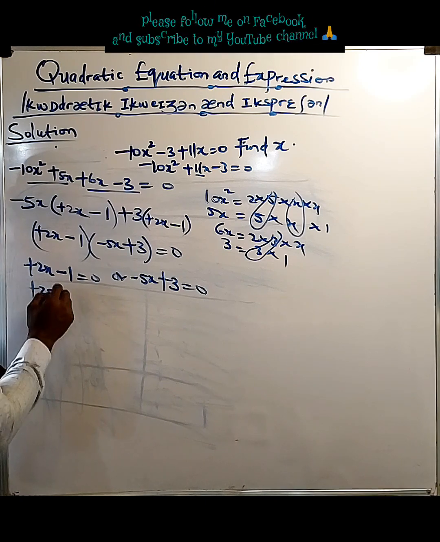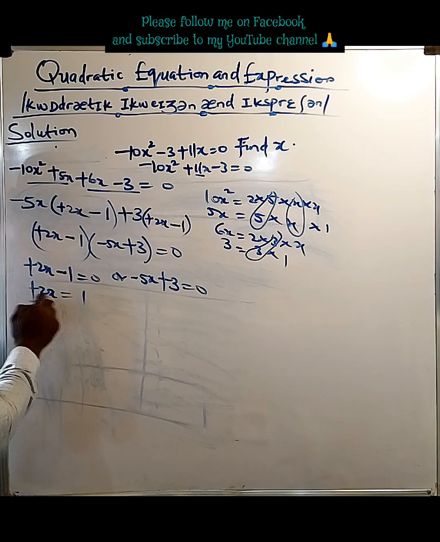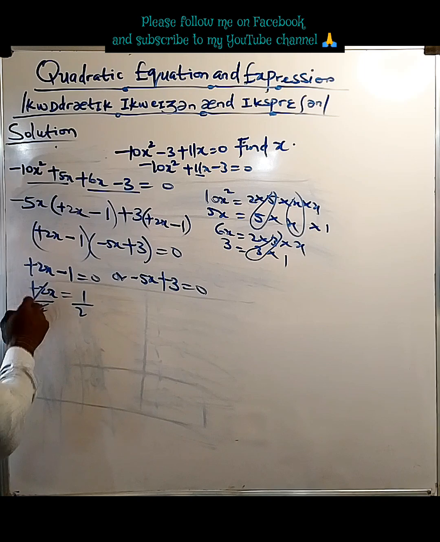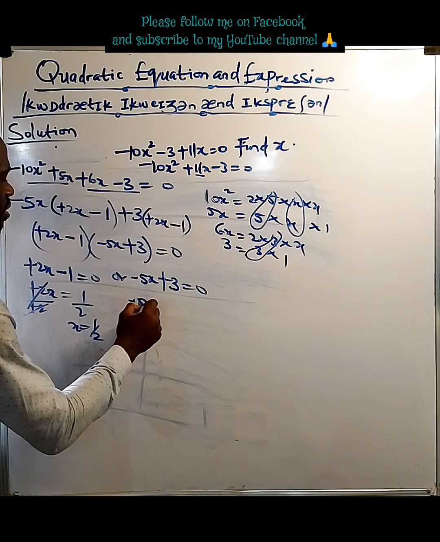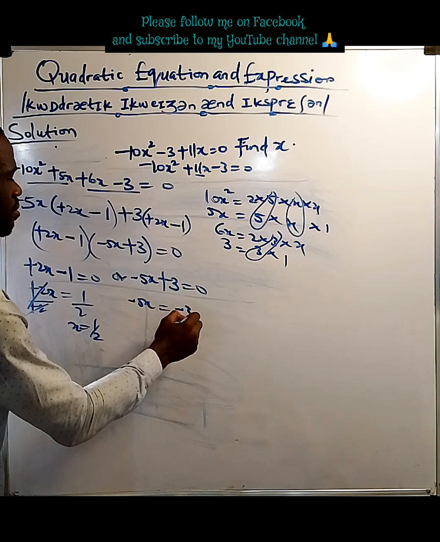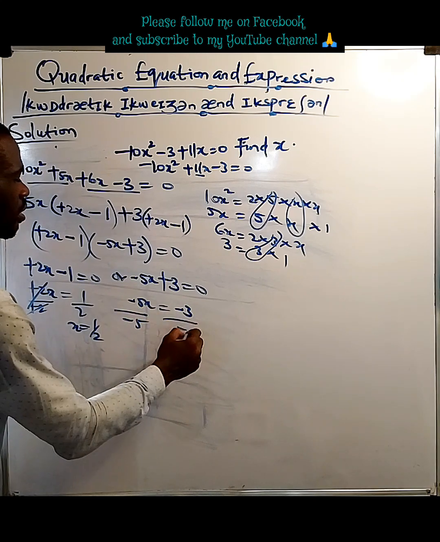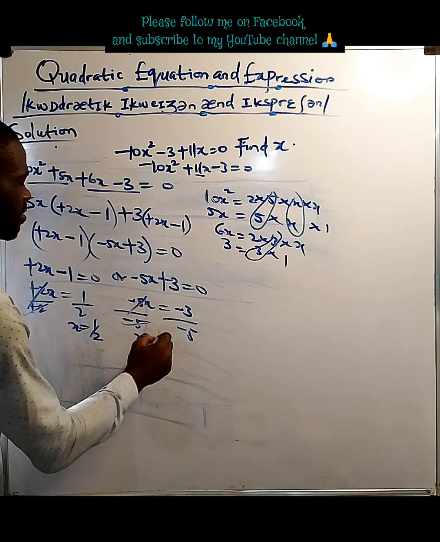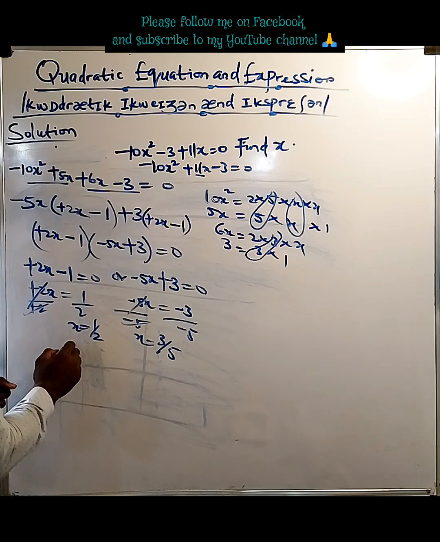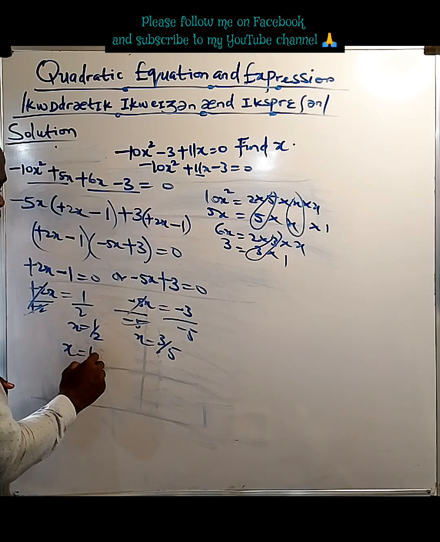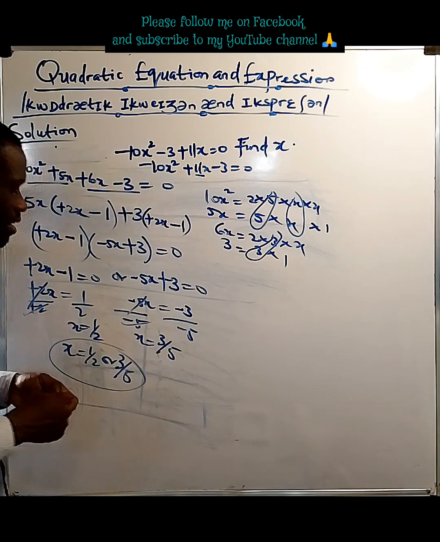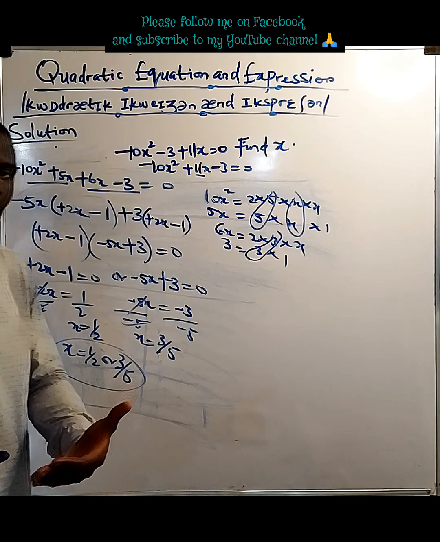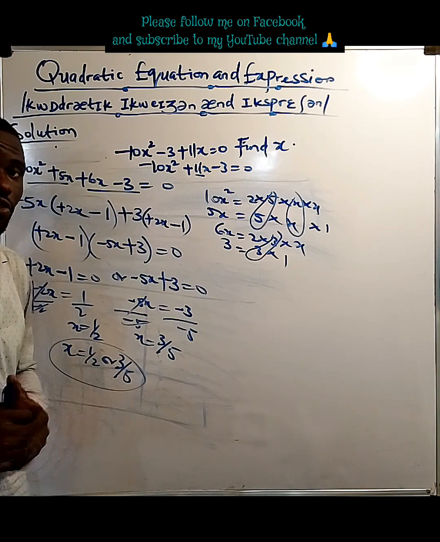That's plus 2x. We send this to the other side, equal to plus 1. Divide both sides by 2. x is 1 over 2. So that's minus 5x. Send this to the other side, minus 3. Divide both sides by minus 5. x is 3 over 5. So what are the values of x? x is 1 over 2 or 3 over 5. As simple as that. So if you got this while solving, it means you understood this.